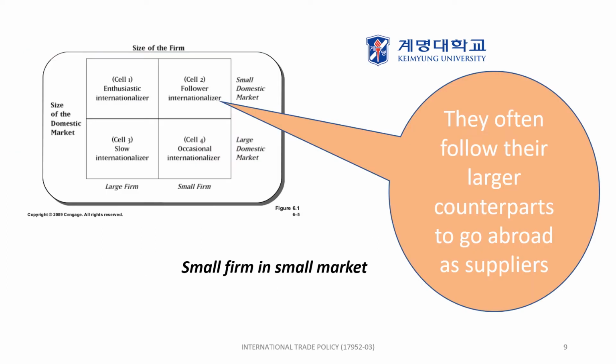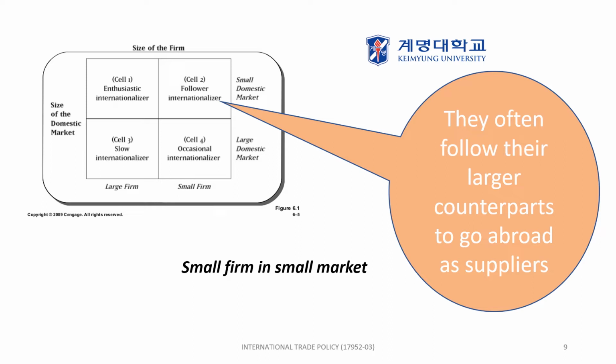In cell number 2, many small firms in a small domestic market are labeled follower internationalizers because they often follow their larger counterparts abroad as suppliers. Even small firms that do not directly supply large firms may similarly venture abroad because of the inherently limited size of the domestic market.